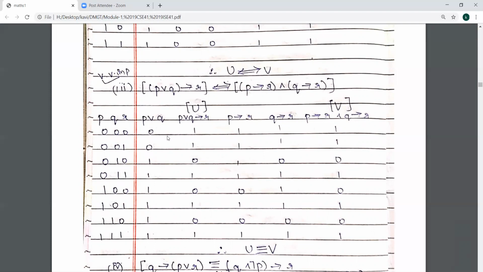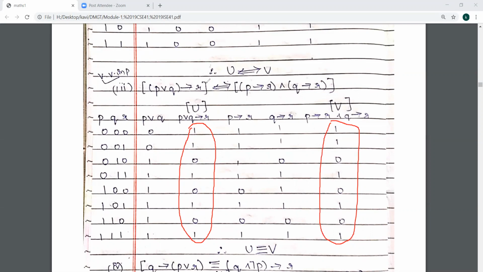So now you have to check whether they have the same truth values for all possible assignments. So now I need to check these two columns, this column and this column. So check whether they have the same truth value. See, the corresponding elements are the same. First one is 1, here also 1, next is 0, 0, 1, 1, 0, 0, 1, 1, 0, 0, 1, 1. So the given two compound propositions are logically equivalent.